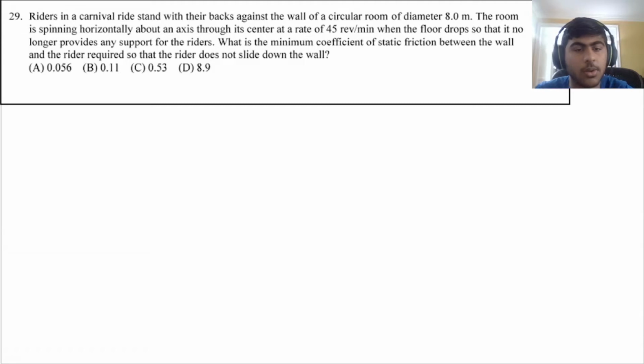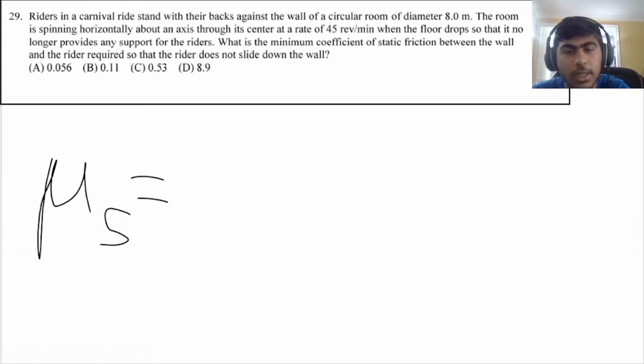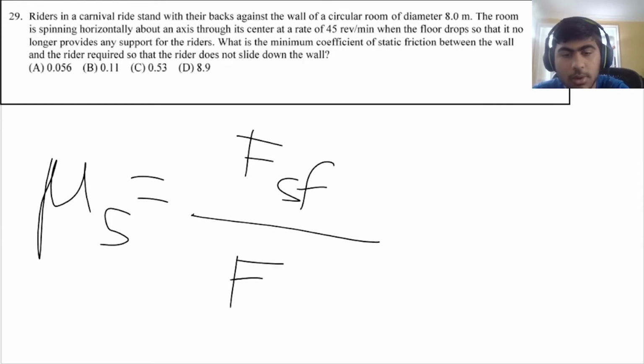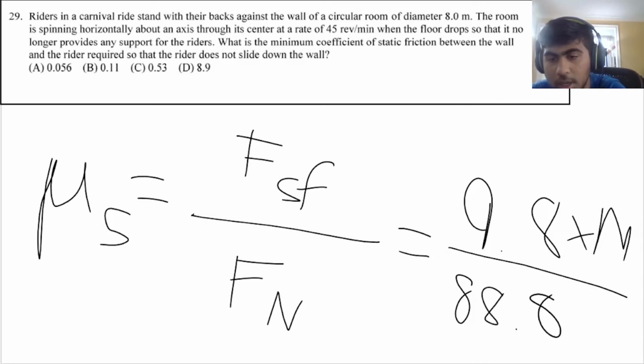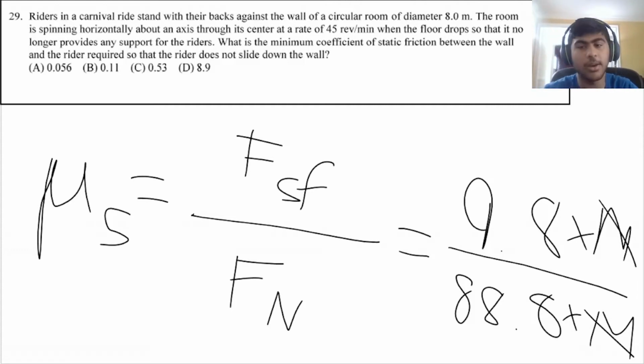It's just a quantification of what we already know of friction and the normal force. So we know that mu, the coefficient of static friction, mu S, is just going to be the static friction over the normal force, which is 9.8 m over 88.8 m. And look at that. The mass cancels out. We didn't even need to know what it was. And now, making that equation, 9.8 over 88.8, we get 0.11, and our answer is B.